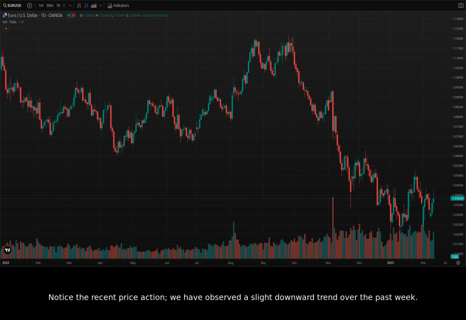Notice the recent price action. We have observed a slight downward trend over the past week. This downward trend is in line with the market uncertainty surrounding interest rates and global economic outlooks. However, there are signs of potential support around the 1.075 level, evidenced by the recent bounce off this level. The 1.08 level may act as an immediate resistance, hindering the euro's upward momentum for now.